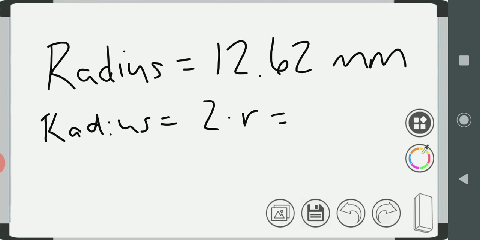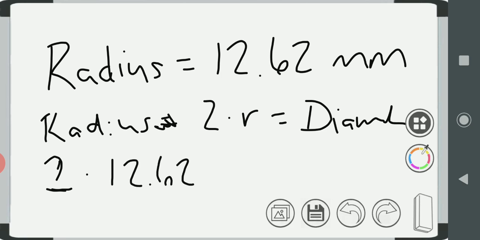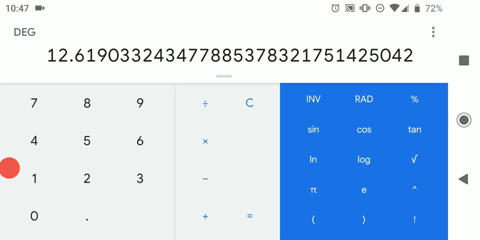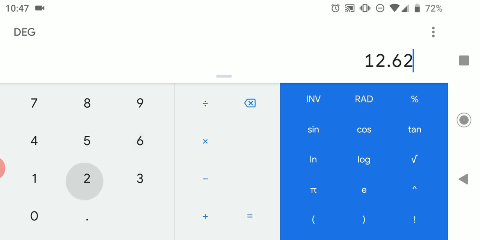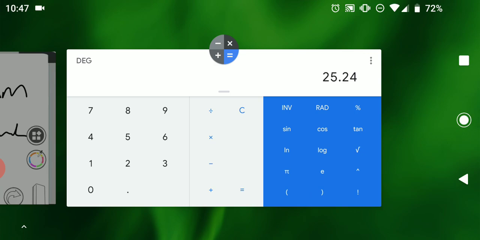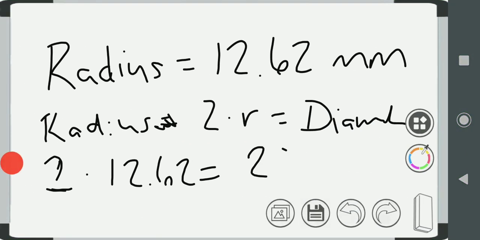2 times the radius is equal to the diameter. So 2 times the radius is equal to the diameter. So 2 times 12.62 is equal to, let's switch over to our calculator. Let's clear this out. 12.62 times 2 is equal to 25.24. And that is going to be our diameter.